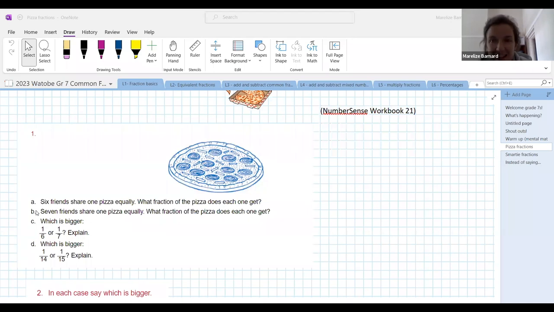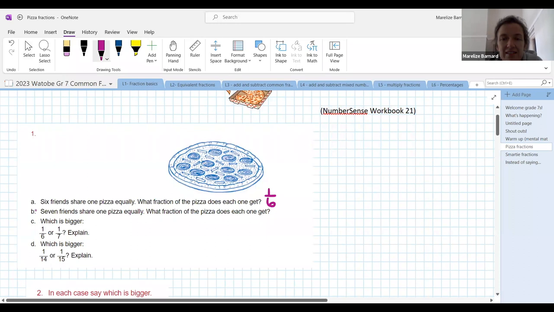That's right. So how many are we dividing the pizza into? We're dividing the pizza into 6. So each person is going to get one of those 6 slices. So the fraction that each person is going to get is 1/6.